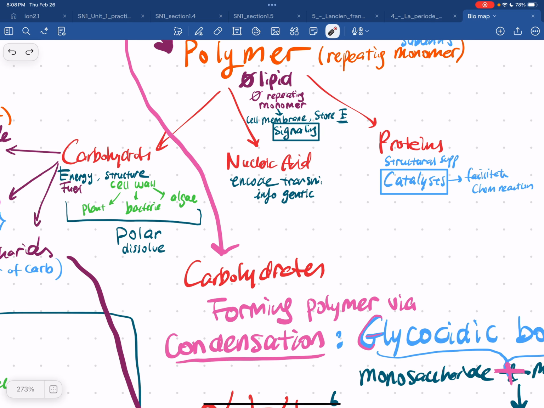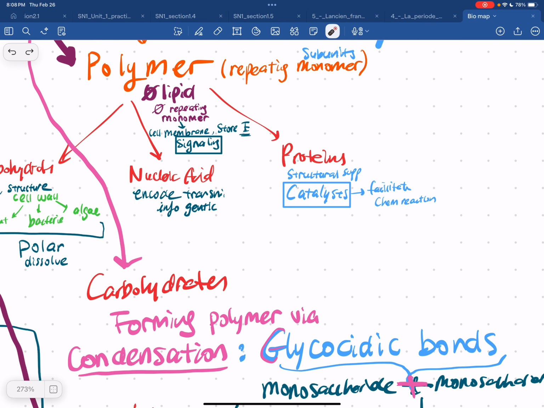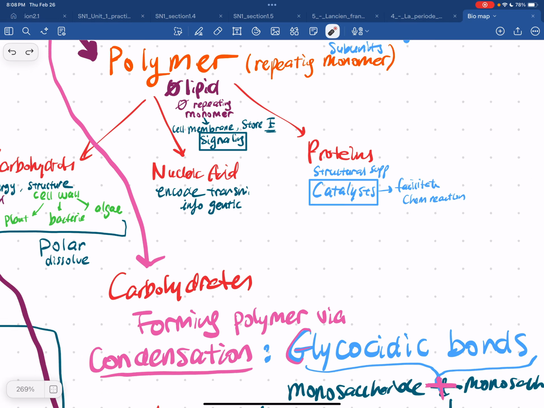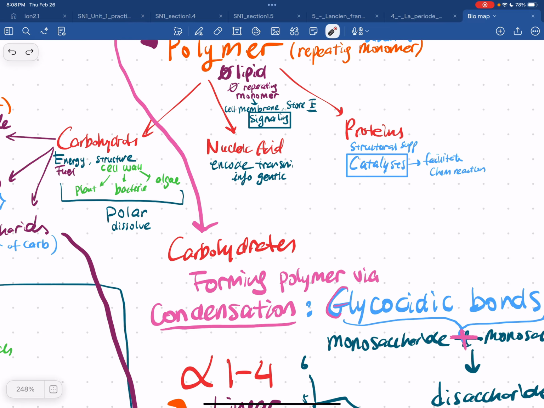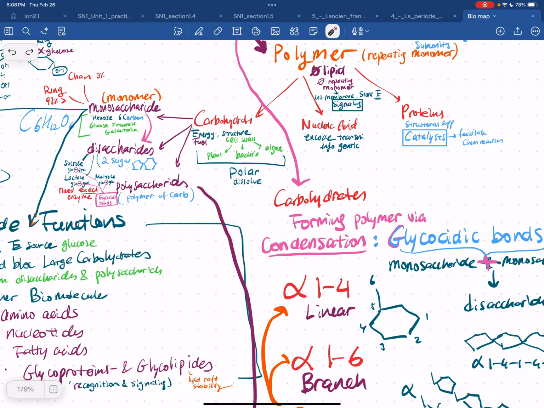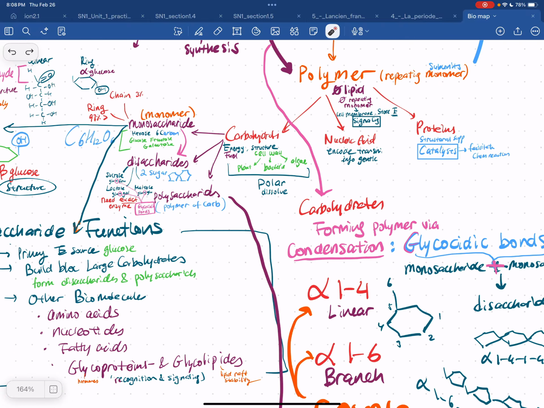Proteins provide structure and act as catalysts. They can do chemical reactions. Enzymes are also proteins. There are a lot of things in proteins. They provide structural support and act as catalysts to facilitate chemical reactions. There are a lot of other functions, so that's a very brief explanation.